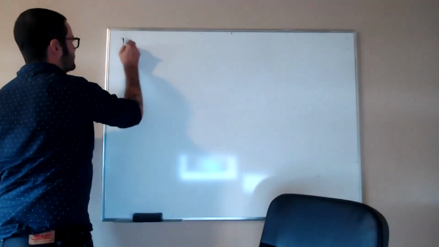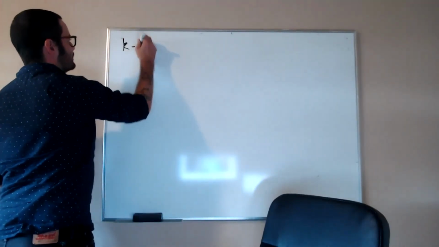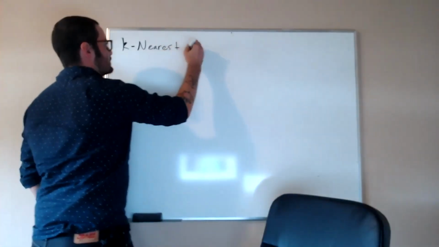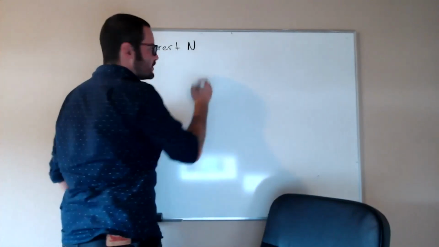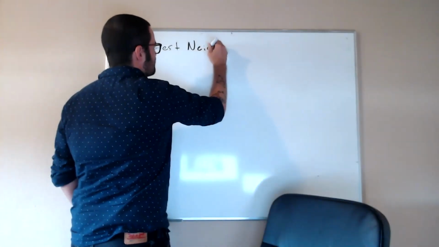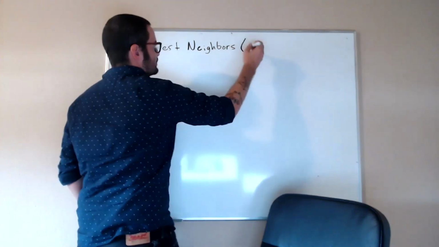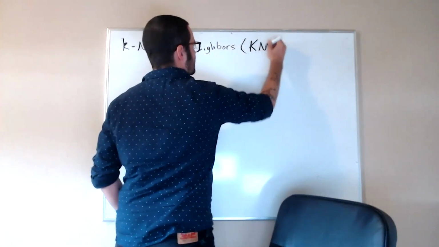So today we're going to learn a very simple yet very useful machine learning algorithm known as k-nearest neighbors. Also called just k.